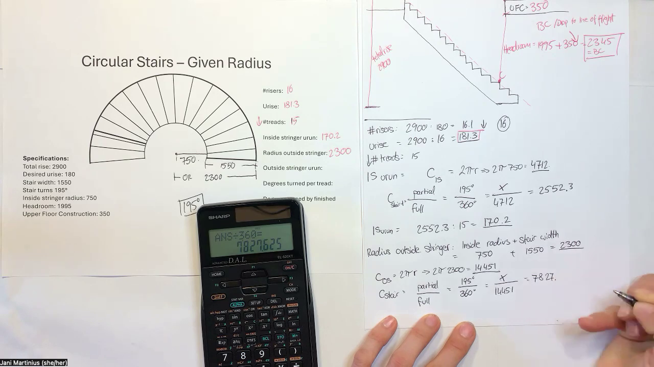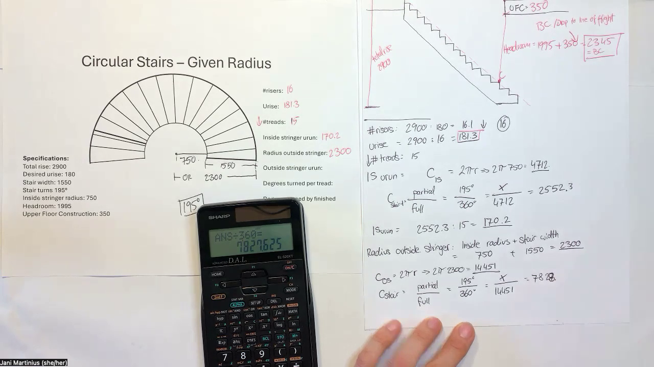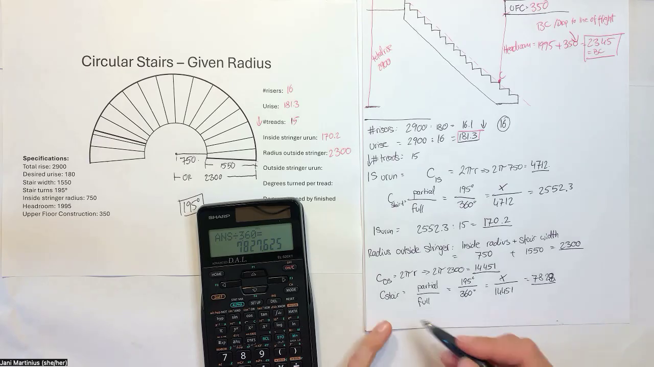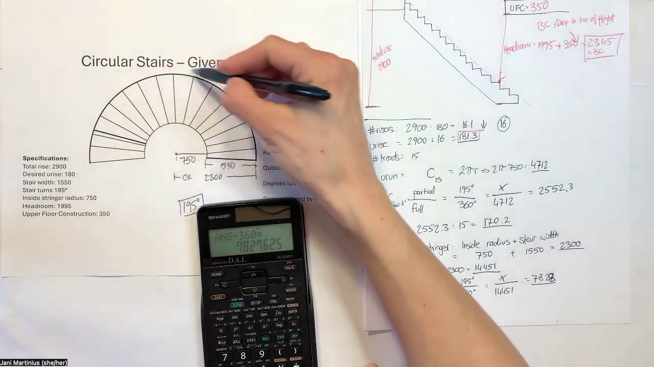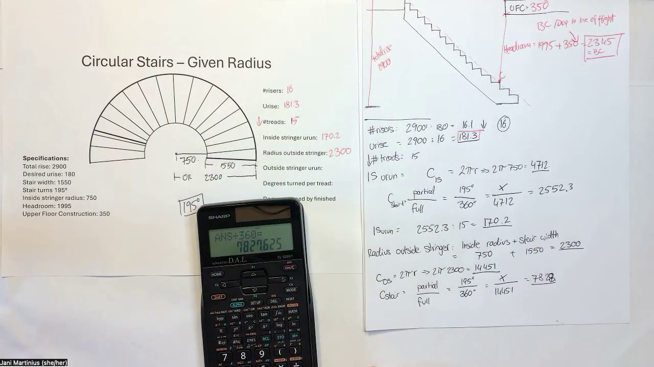7,827. Maybe we'll round it up. 7,828. There we go. This is one to remember. That is the circumference of our stair if you measured it along the circle along the outside stringer.